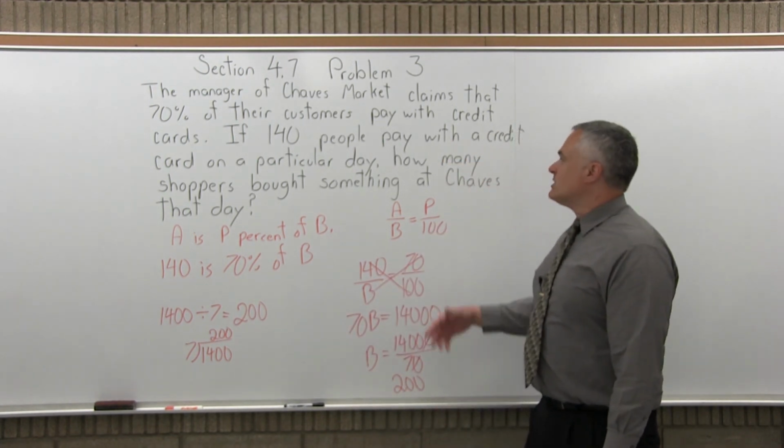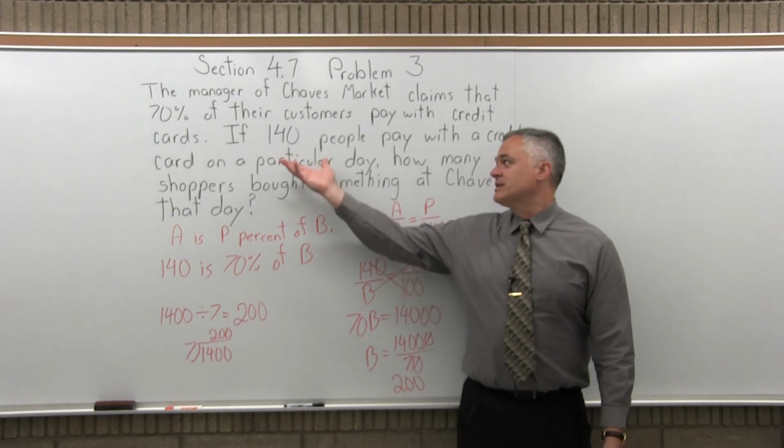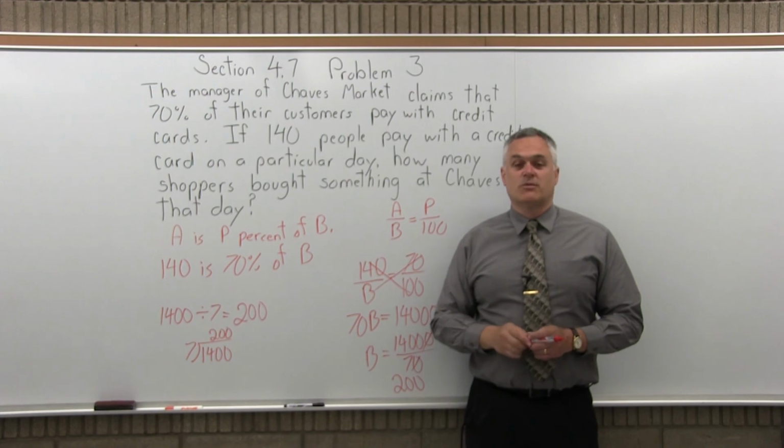So B is 200. That's telling you on that particular day there was a total of 200 shoppers. If 140 bought something with a credit card, and that represents 70% of the shoppers overall, the total number of shoppers would be 200.